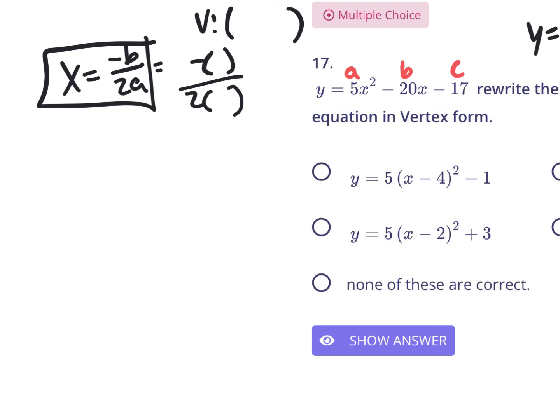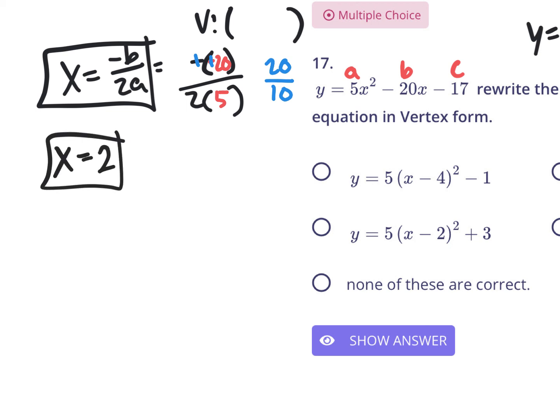So plugging in the b value of negative 20 and the a value of 5, a negative 20 becomes positive 20, and 2 times 5 is 10, which means that our vertex x value is 2. That's our vertex x value. So here's our x value of our vertex. That's the nice, beautiful number 2.